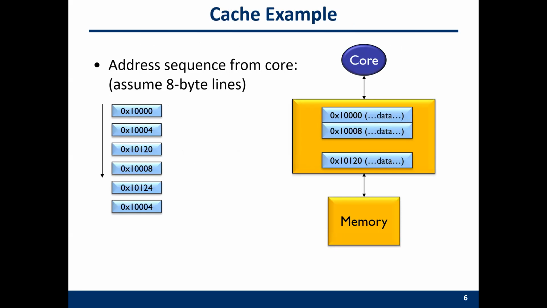So assume we need to sequentially access 6 blocks. In this example, we assume that each block or each line is 8 bytes. So these are the lines we need to access.